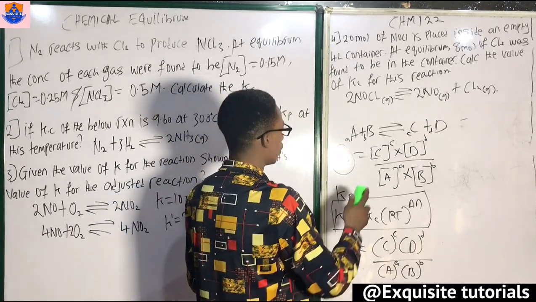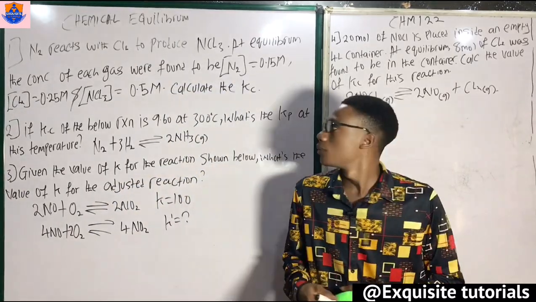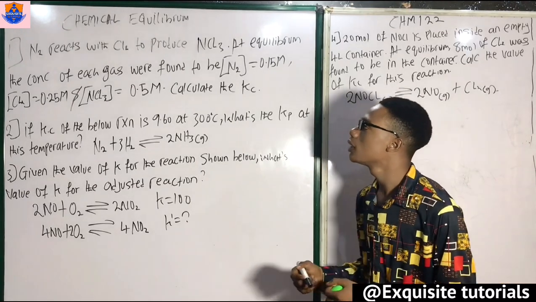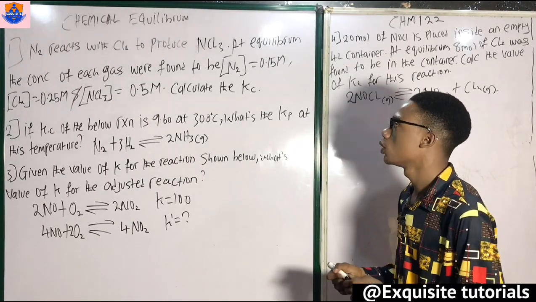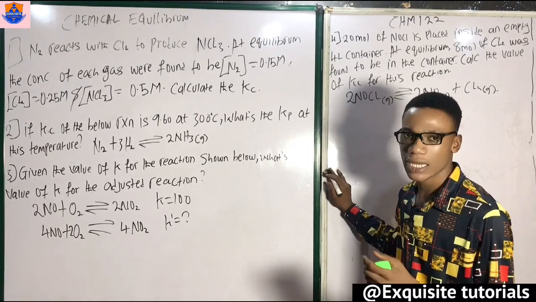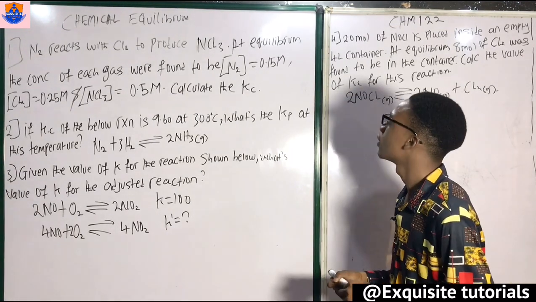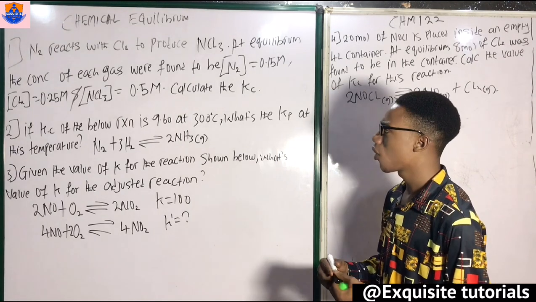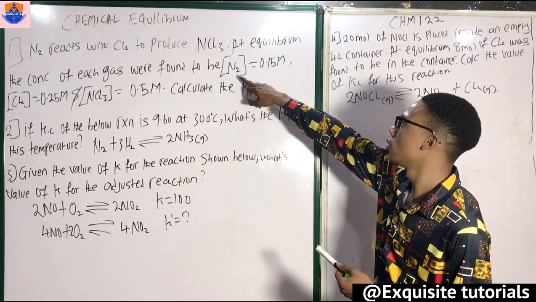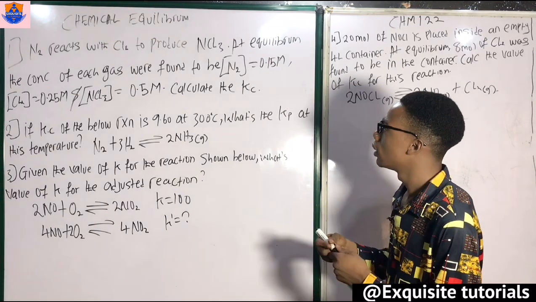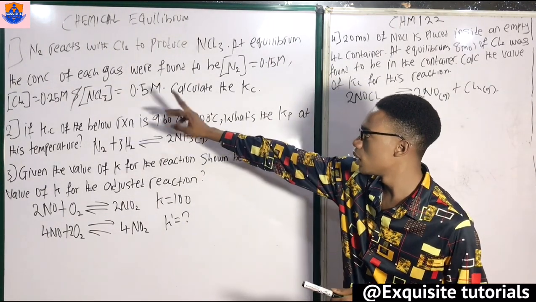Now let's take this example: nitrogen in the gaseous form reacts with chlorine in the gaseous form to produce NCl3. Now that is also a gas. At equilibrium, the concentration of each gas was found to be this, this was equal to this, and that was equal to that.